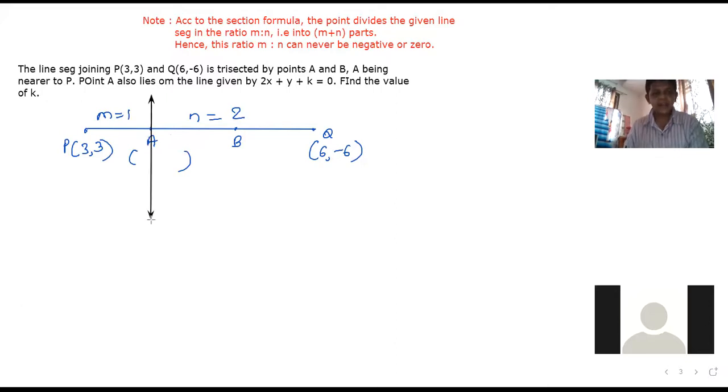Also, point A lies on this line, 2x plus y plus k equal to 0. If A lies on the line, that means A is a solution of this line. Whatever the values of x and y, if I put them here, they will satisfy the equation. So get the values of x and y, put them in to get the value of k. Am I clear, children? So start doing it.